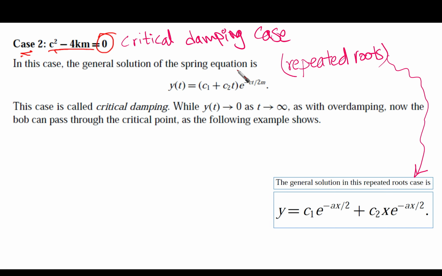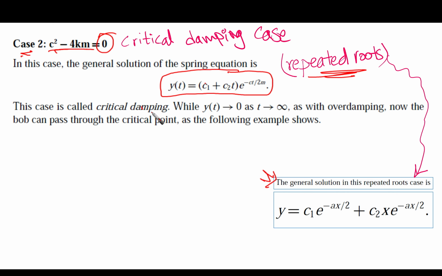You can solve this equation easily, and you are going to find that the characteristic equation has repeated roots. If you remember, this is the general solution in the repeated roots case: y equals c1 e to minus ax over 2 plus c2x e to minus ax over 2. This is the repeated roots case. So now let's look deeper into this equation. This case is called critical damping.